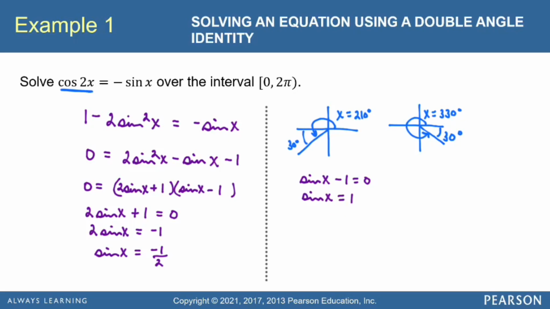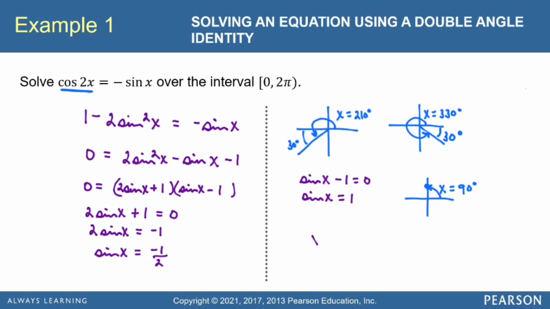And that's only going to happen when the y-coordinate of a point on the unit circle is 1. So that would have to happen at 90 degrees. And now we're ready to write our solutions in our curly braces, but as we go we'll have to convert these to radian form because that's how they asked for the solutions here.